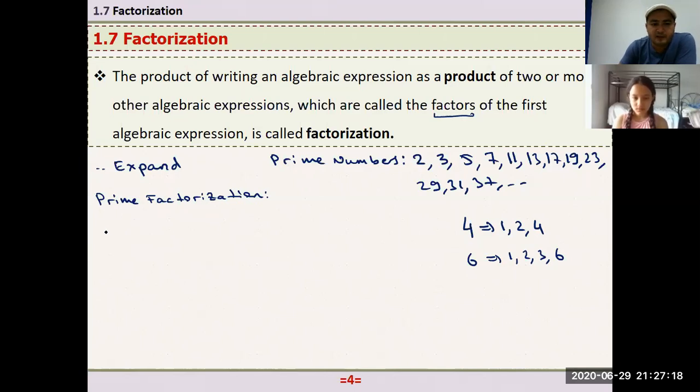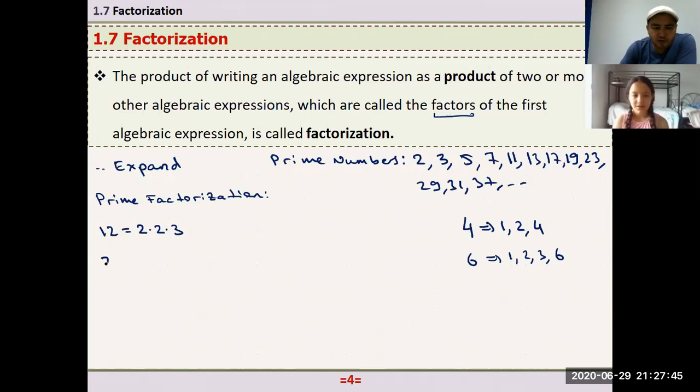Like for example, let's say 12. Can you write it as a product of only prime numbers? Yes, it is 2 times 2 times 3. Is 2 a prime number? Yes, right? How about this 2? Yes. How about 3? Prime number. So I have written here 12 as a product of prime numbers only. That's why this process is called prime factorization in math.